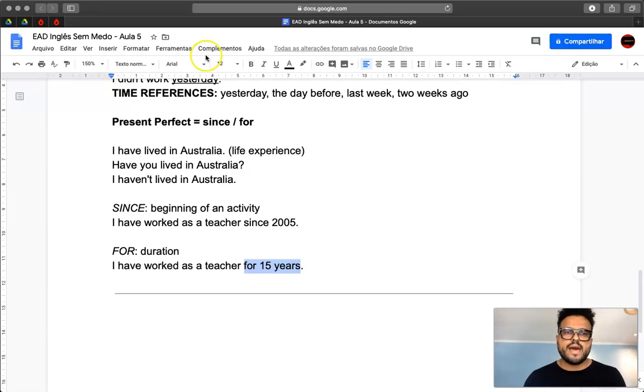Here we have the time, the duration. Here I talk about the beginning of the activity. So that's when we use since and for, and we use them together with present perfect, because again, we're describing life experience, the experiences I've had in my life. Is that clear? I hope so.